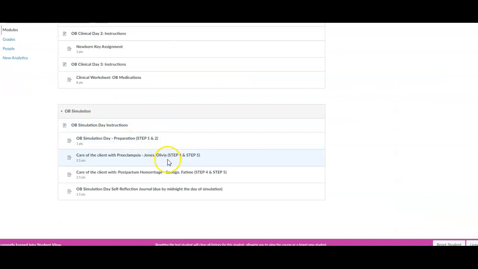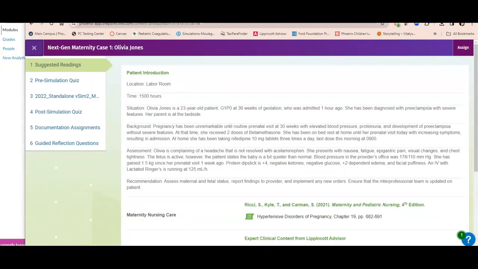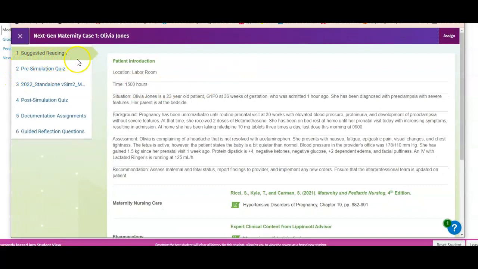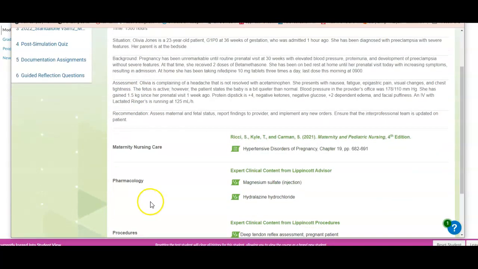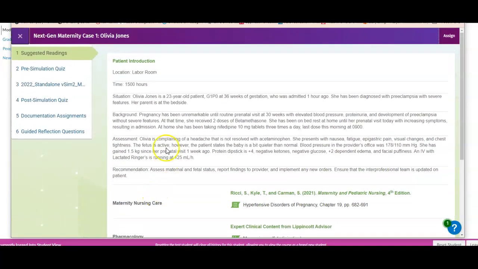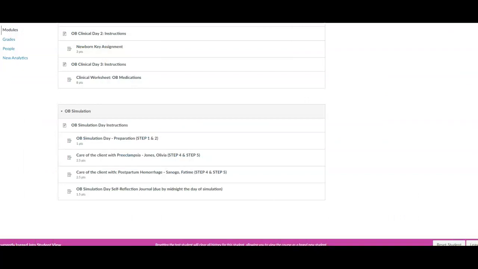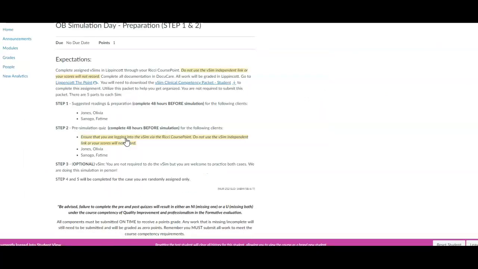Steps 1 and 2. Step 3 is the actual vSim itself. Steps 4 and 5 are for each client. Then there's a self-reflection. So you'll do your reading to prepare, and then you will do your pre-sim quiz for both cases. That will be captured in your preparation for steps 1 and 2.